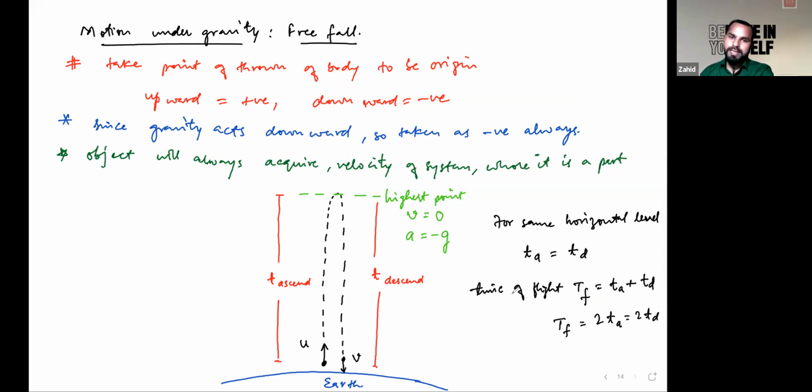Gravity always acts towards the surface of Earth, so it will be taken as negative according to coordinate system. Okay, Umar.